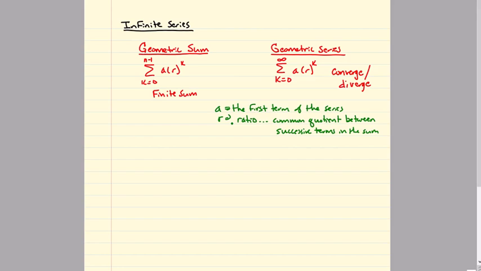Now, here under geometric series, let's go ahead and talk some more about this. I have rules for convergence. This will converge if the absolute value of r is less than 1, and specifically it will converge to a over 1 minus r. If this condition isn't met, if the absolute value of r is not less than 1, it will diverge.